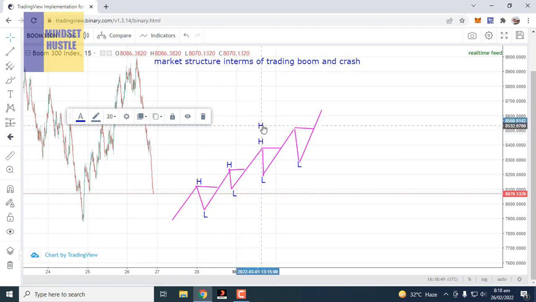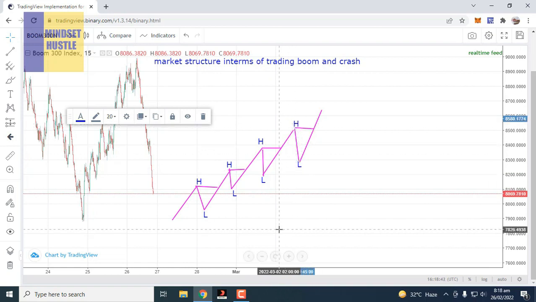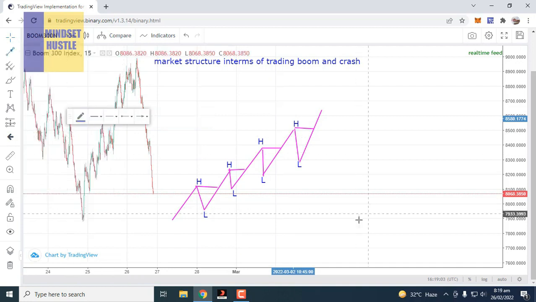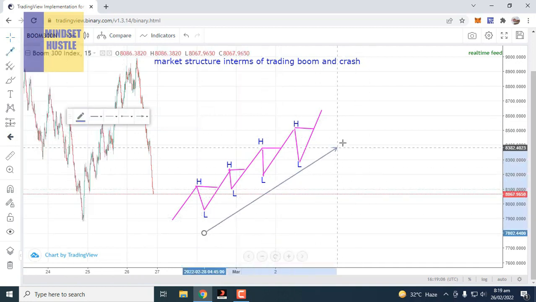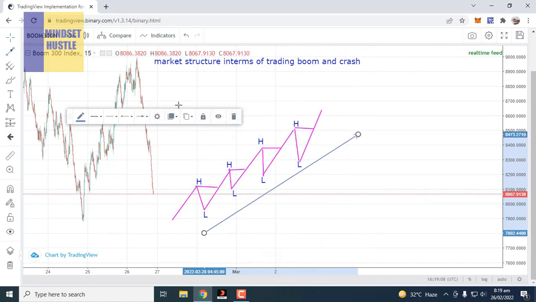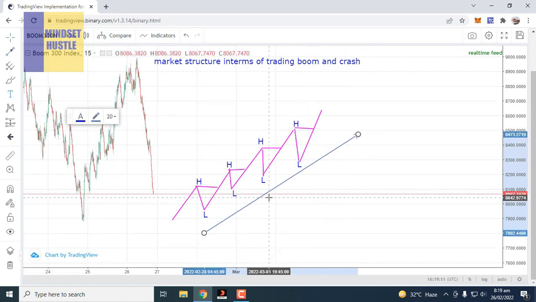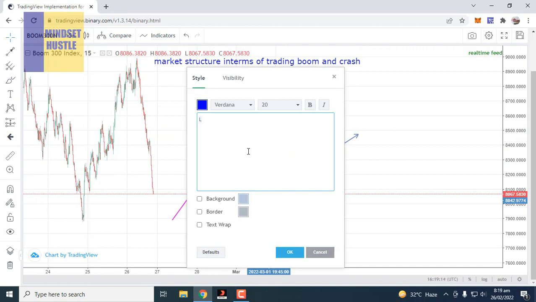Now if you see this happening in the market where series of highs and lows are being formed, the first thing that needs to come to your mind is that market is in an uptrend. All right, guys. So anytime you see market forming series of lows and highs, it means the market is in an uptrend. So we say that demand is in control.